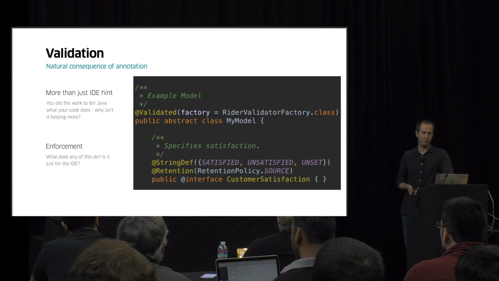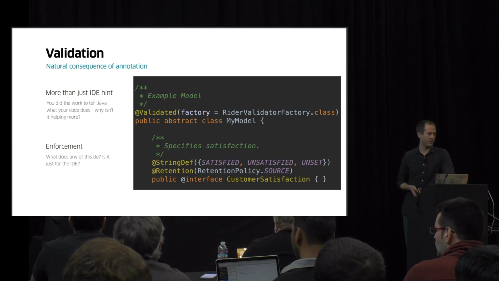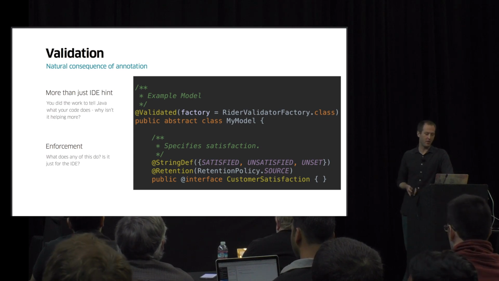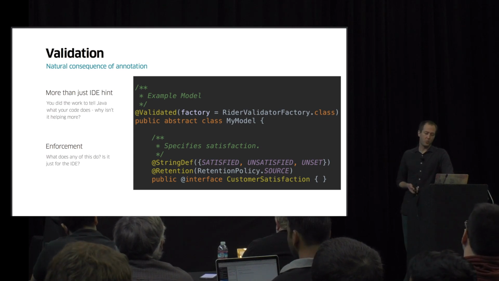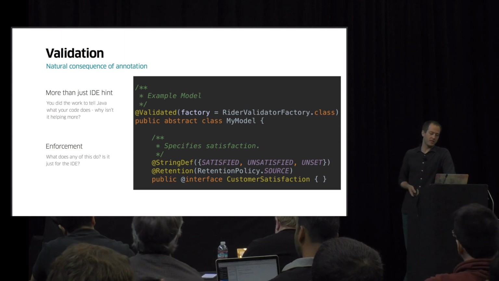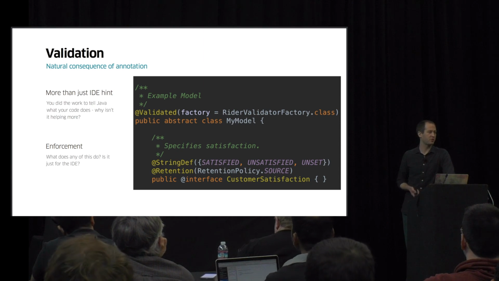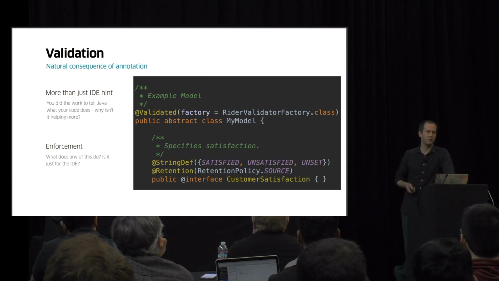Right? You went to all this trouble. You told the code what it's supposed to look like. Why is nothing enforcing that? Like, the IDE will help you with some things, but not with other things. So for instance here, let's say that you got this model from the server. My model is something that's returned to you in JSON, and you use something like Retrofit and a JSON converter to make this model.